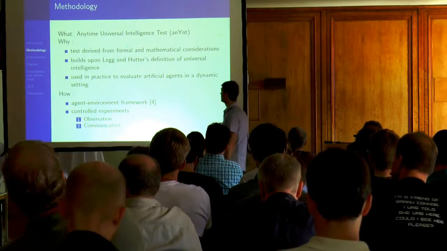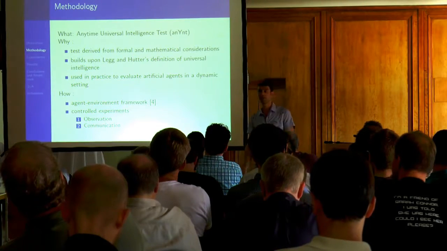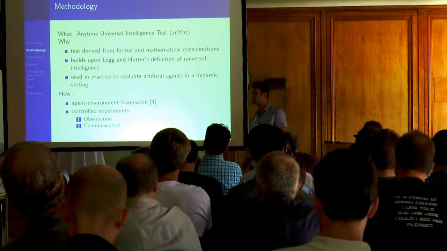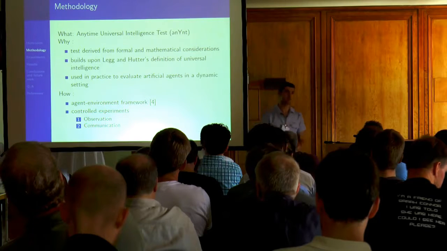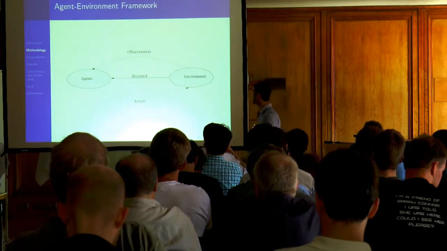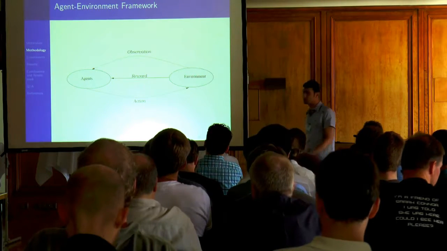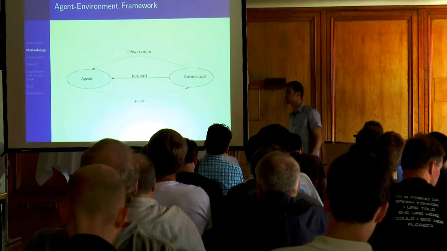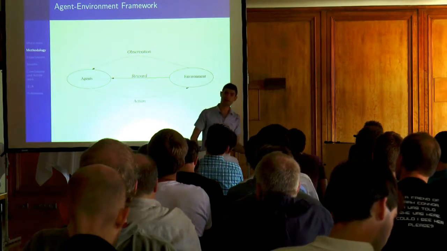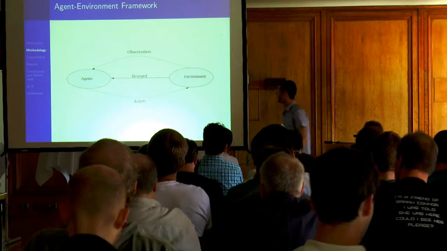So we'll use the Anytime Universal Intelligence Test, which was developed by Hernandez-Orallo and Dowe. And why? Because the test is derived from formal mathematical considerations, and we know that it can be implemented, and it follows the definition of universal intelligence somehow. And we will use the agent-environment framework, where at each iteration of the test, we have an environment that sends observations to agents, and these agents communicate together, and then they perform an action. Based on the quality of this action, the environment will send back rewards to these agents.